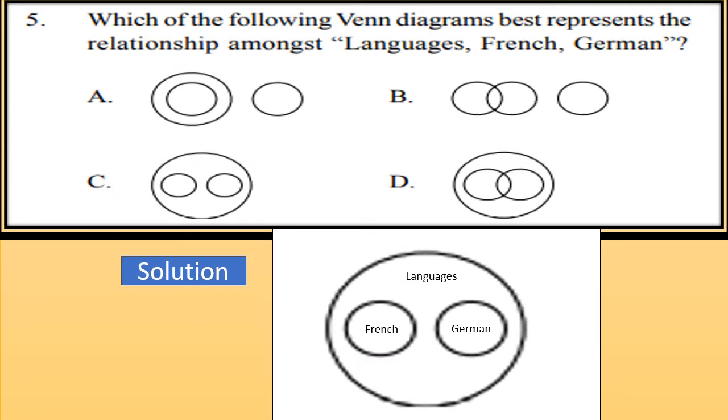Which of the following Venn diagrams best represents the relationship amongst languages French and German? Now French and German are languages, so they both will come under the circle of languages. Now both are different languages, so form a different circle for each of the languages. You can see the solution below.